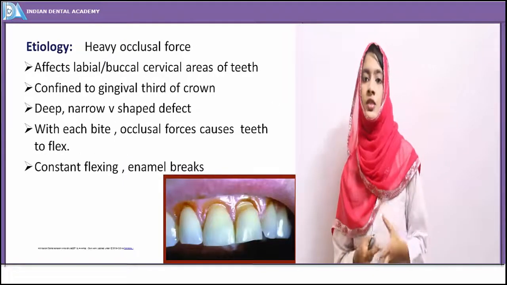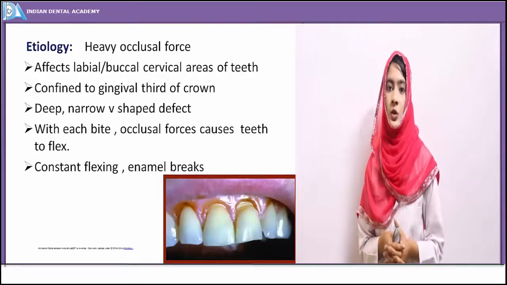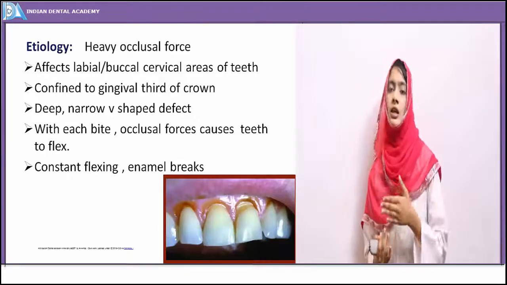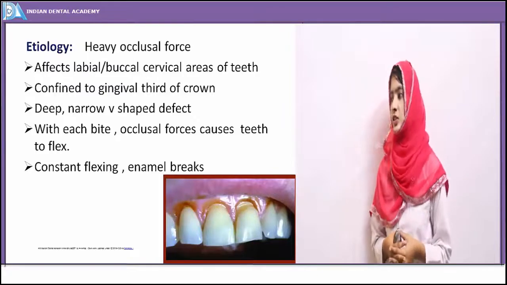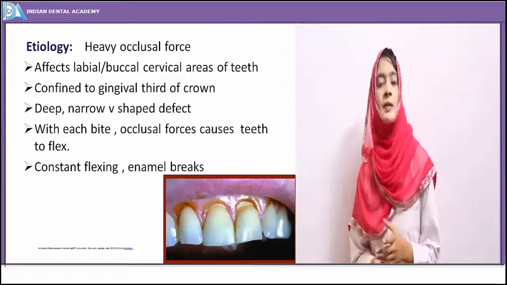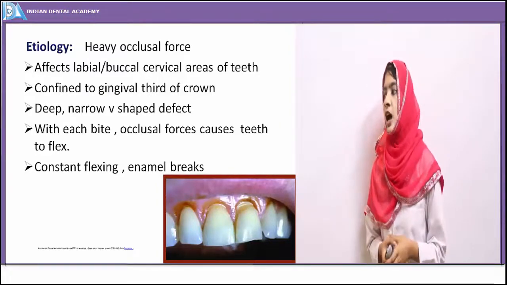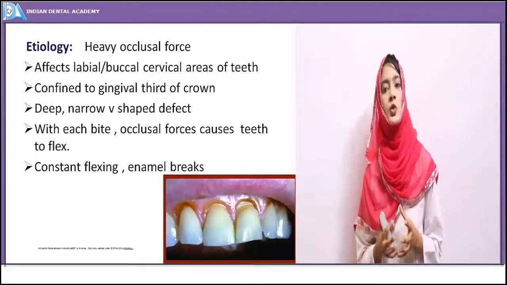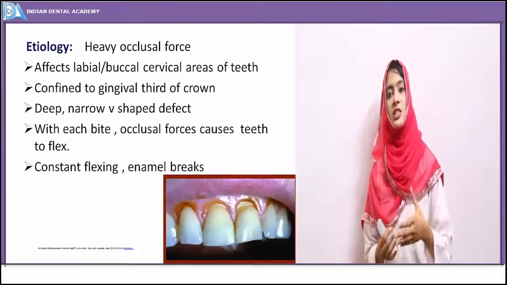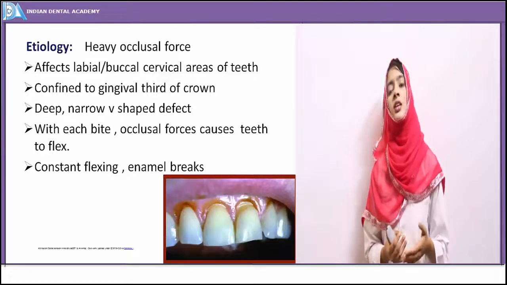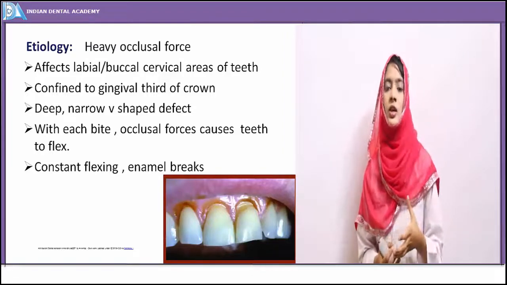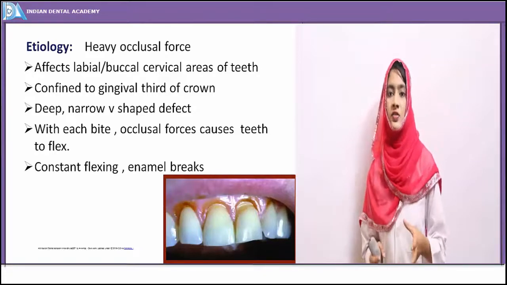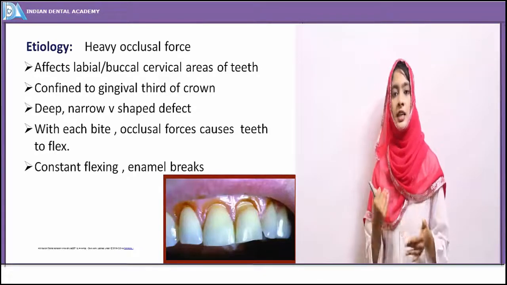So heavy occlusal forces are the main etiology behind abfraction. Abfraction is seen in the buccal and cervical areas of teeth basically. It's a deep, narrow, V-shaped defect. As we know, with each bite, occlusal forces cause the teeth to flex. So whenever there are constant occlusal forces or heavy occlusal loading on the tooth surfaces, it leads to increased flexion and ultimately enamel fracture.